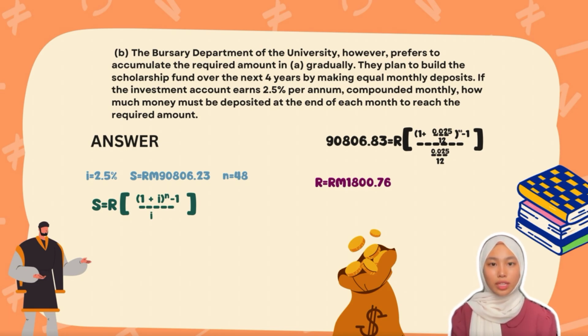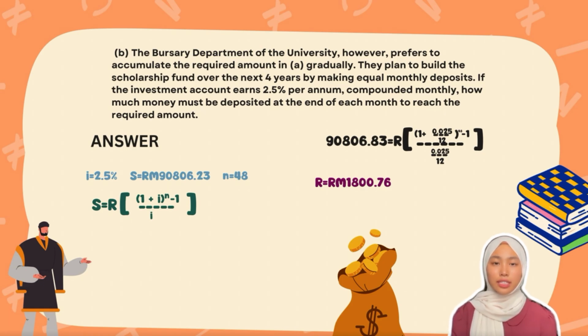We have to use the annuity formula too, but the question wants to know how much money we will get at the end. So we have to use the S formula. Now we have to find the value for each letter in this formula. Firstly is S. S is the accumulated amount, so we just take the 9,806 ringgit 83 cents as the S. Now is R. R is the amount that we want to know as the final answer.